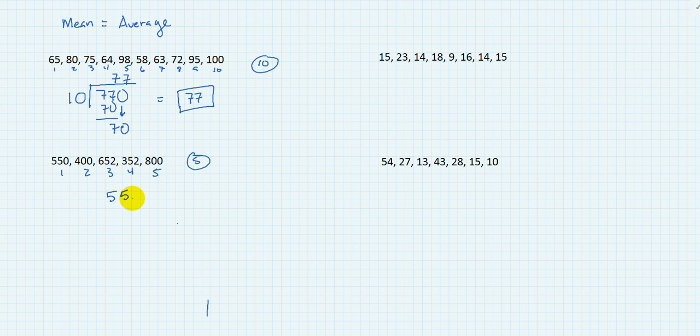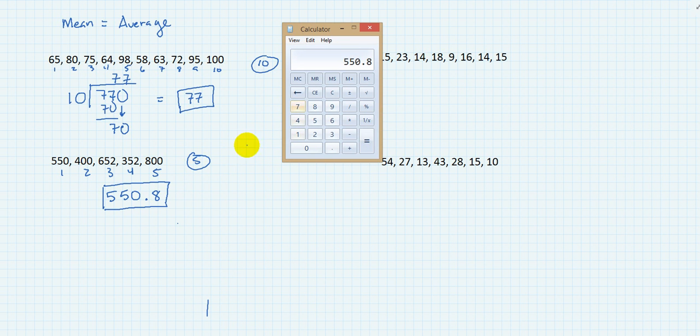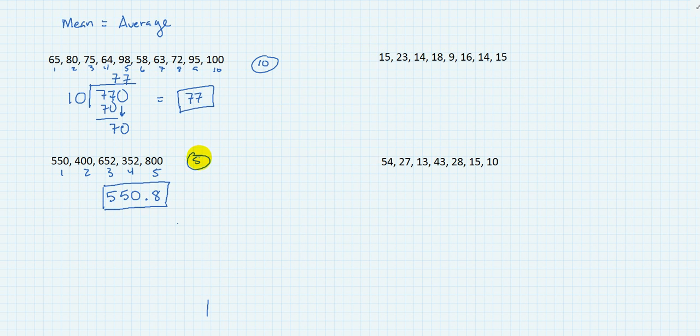550.8. So that is the average there, and I could have used long division on that, but the point in this is to make sure we know how to find the mean, and it's relatively simple. You add them up, divide by the number that was there. I was just checking to make sure that it was 550. Alright, let's move on to the third set here.